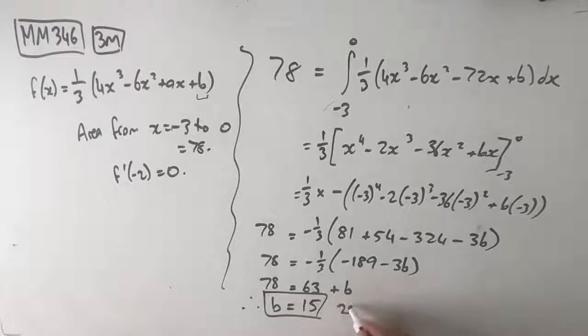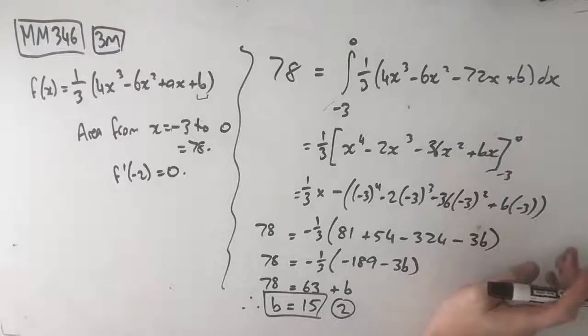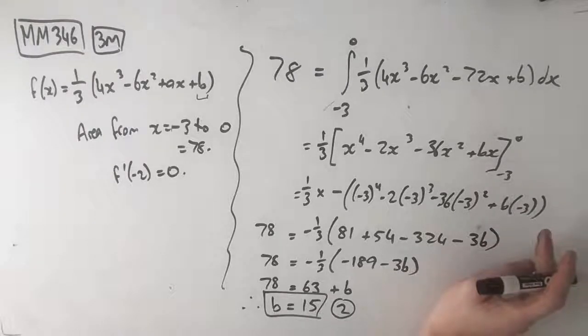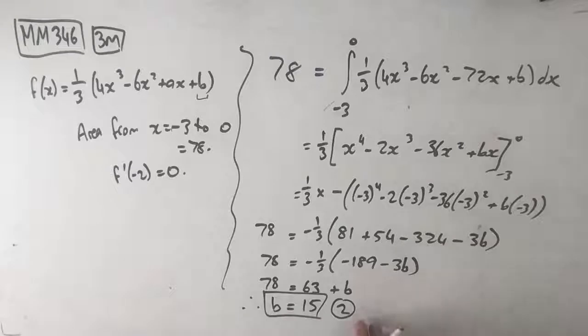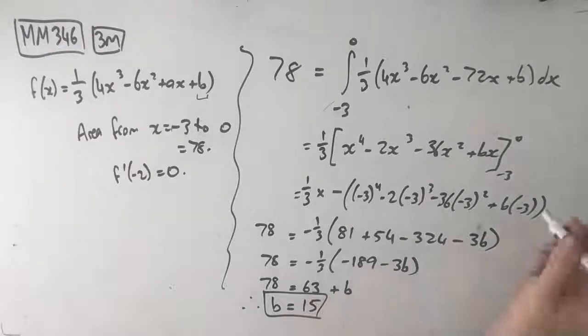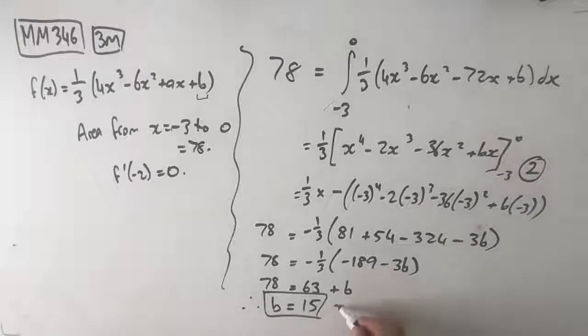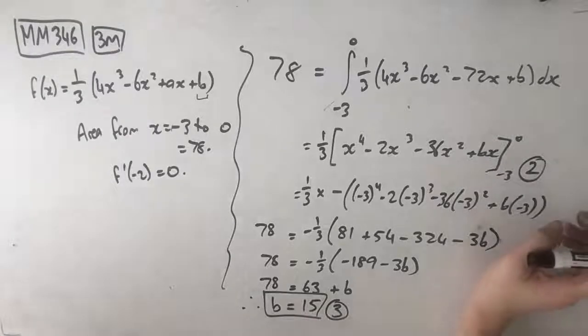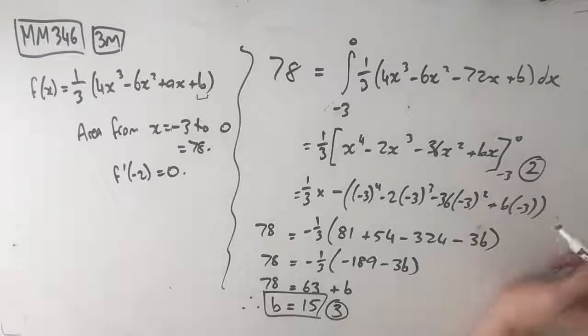And that's our third mark. So our first mark is getting a equals -72, our second mark is somewhere in the working here, and then our third mark is actually finding b equals 15.